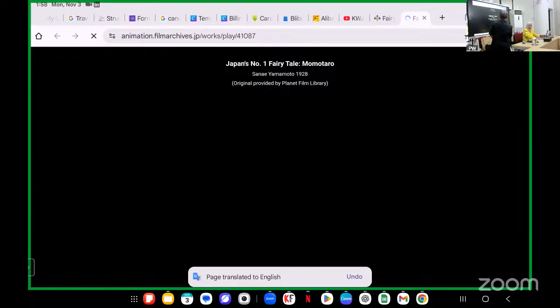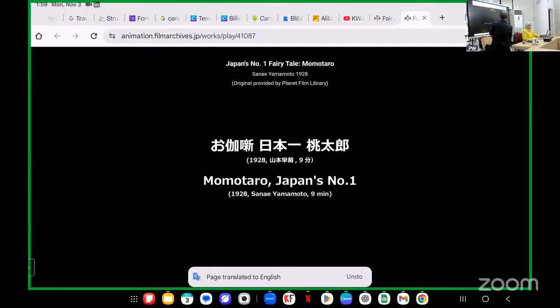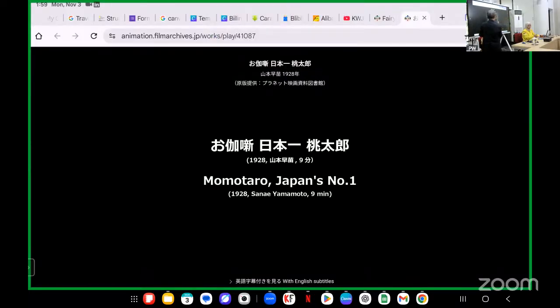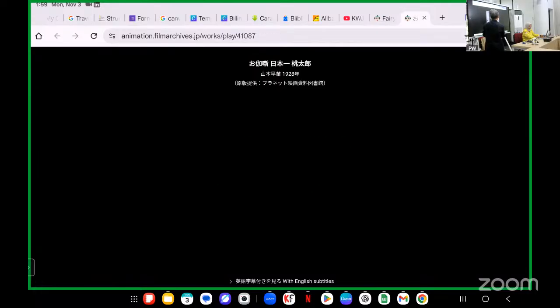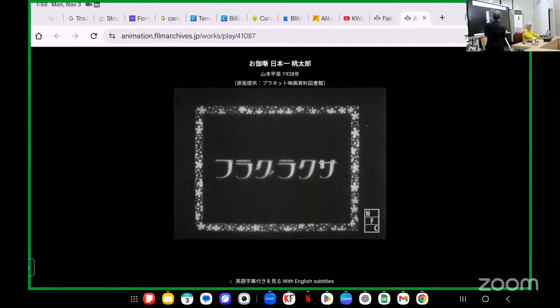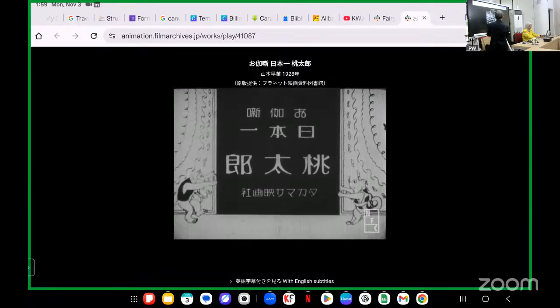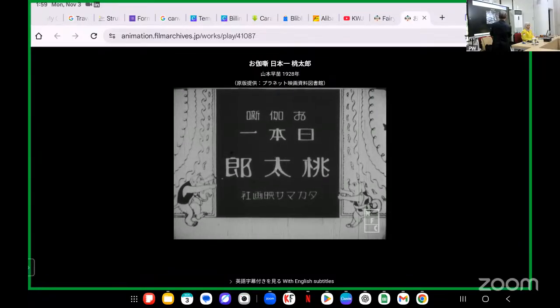We can see this animation. Maybe I think it's for your own selves, your device. You can just try to watch these animation films. And this is the original version of the Japanese old folktale of the Momotaro story. And can you see it?